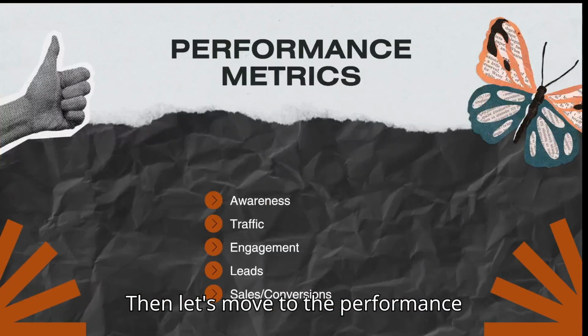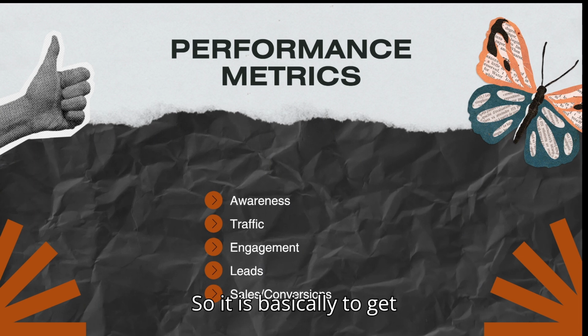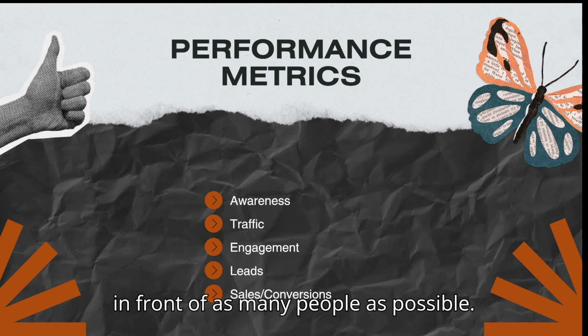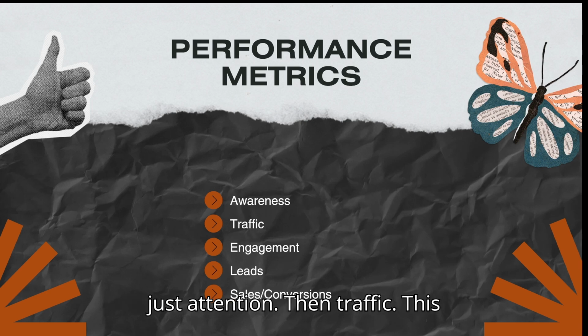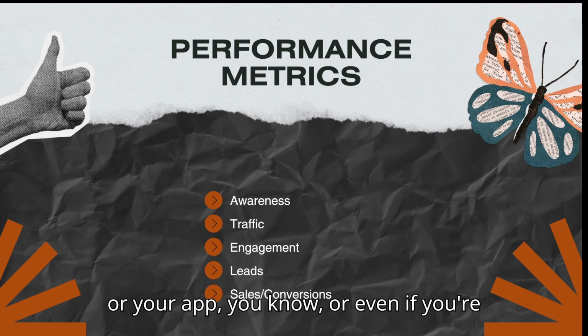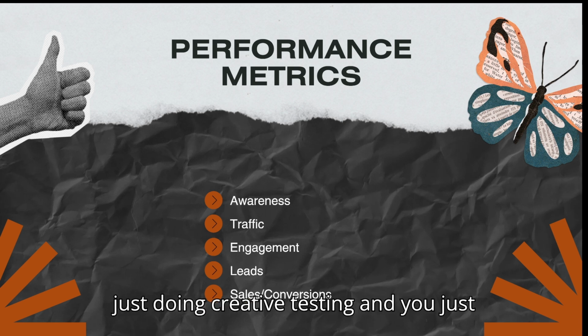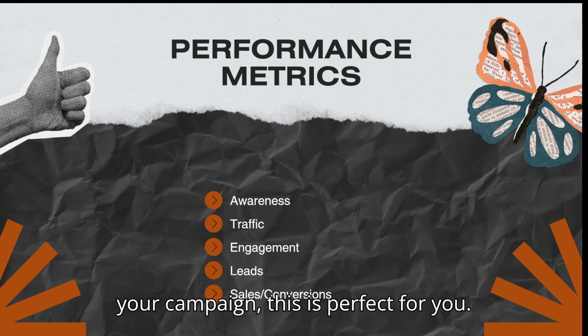Then let's move to the performance metrics. Awareness, what is that? So it is basically to get in front of as many people as possible. You're not asking for clicks or sales, just attention. Then traffic, this objective is great when you want people to visit your website, blog, or your app, or even if you're just doing creative testing and you just need to see the reaction of people to your campaign. This is perfect for you.